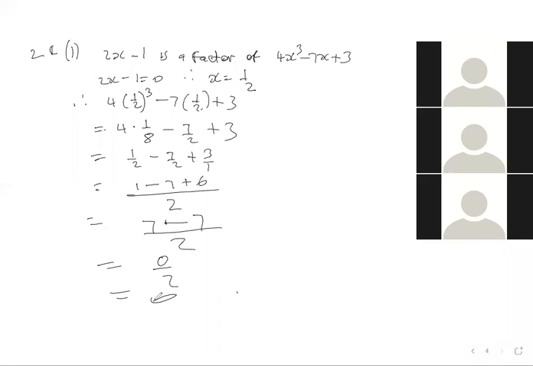So if we're able to get a 0, it means this is a factor. 2x minus 1 is a factor.